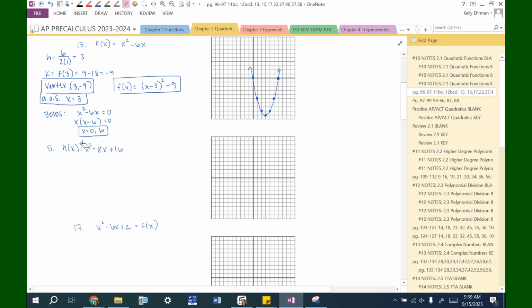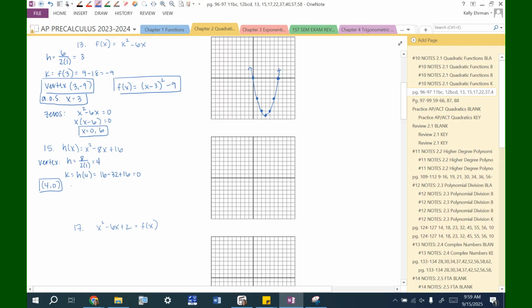Okay, let me get some of this out of here. Okay, so number 15, h of x is x squared minus 8x plus 16. So again, let's start with the vertex. So h is the opposite of b over 2 times a, which is 4. K is h of 4. Plug 4 in, you get 16 minus 32 plus 16, which I believe comes out to 0. So the vertex is 4, 0.